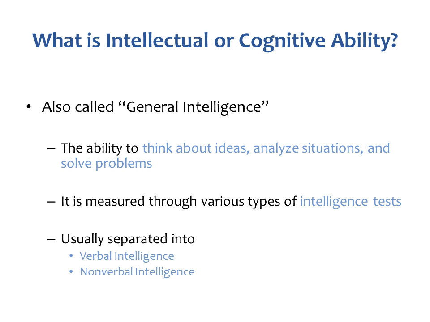Okay, so let's switch gears a little into what is intellectual or cognitive ability. This can also sometimes be referred to as general intelligence, and it's just the ability to think about ideas, analyze situations, solve problems. And we measure it through various types of intelligence tests or IQ tests. Usually that's separated into two types of intelligence: verbal intelligence, understanding, processing, and using language, and nonverbal intelligence, your ability to solve nonverbal, pictorial, or pattern problem-solving type things.